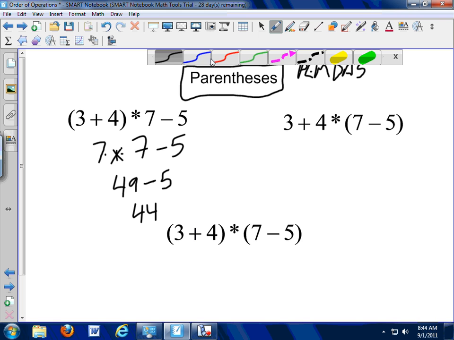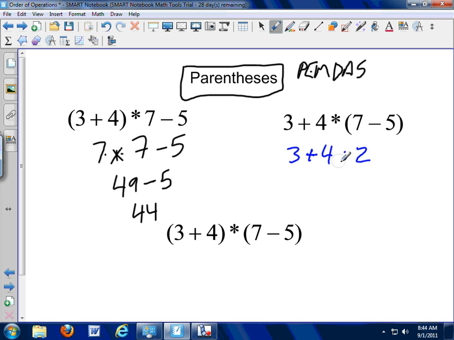Let's go with a different color just for variety. Blue, great. So parentheses here, got them right there. 7 minus 5 is 2. Everything else stayed the same. 3 plus 4 times 2. It's not liking the way I'm writing today. So now we've got a multiplication problem, 4 times 2 piece. So 4 times 2 is 8. So we've got 3 plus 8, which is 11. So that's not the same as 44, is it?